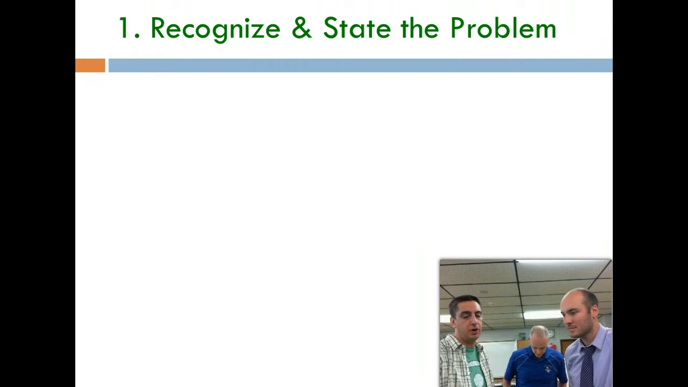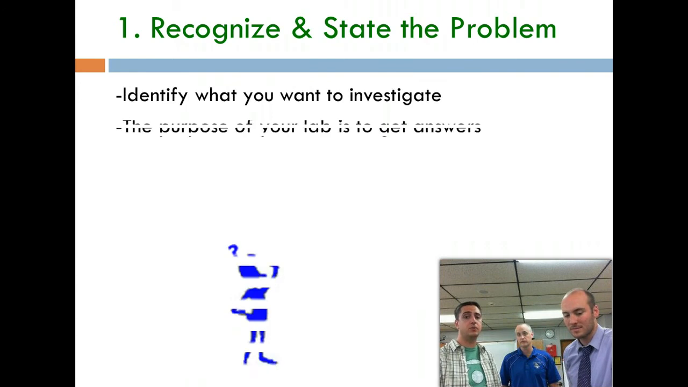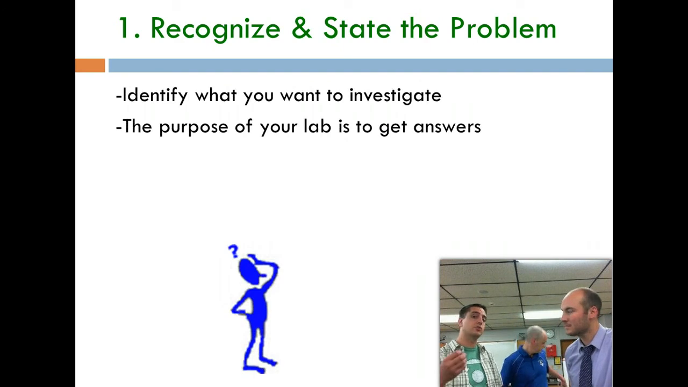So traditionally, the first part of the scientific method is simply stating the problem, recognizing that there is a problem. The whole goal behind this is that you want to identify it so you know what you're going to investigate, and then eventually the purpose is to get the answers. So when you do a lab and we say you have a purpose, the purpose is just simply getting answers to whatever it might be.